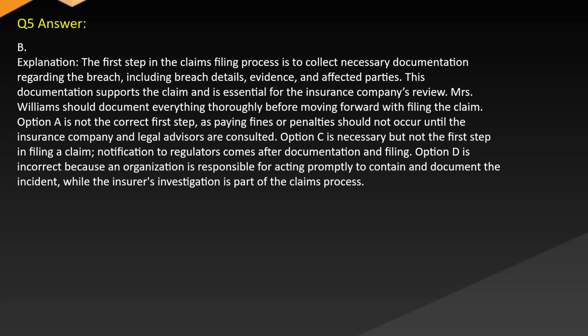Option A is not the correct first step, as paying fines or penalties should not occur until the insurance company and legal advisors are consulted. Option C is necessary, but not the first step in filing a claim. A notification to regulators comes after documentation and filing. Option D is incorrect because an organization is responsible for acting promptly to contain and document the incident, while the insurer's investigation is part of the claims process.